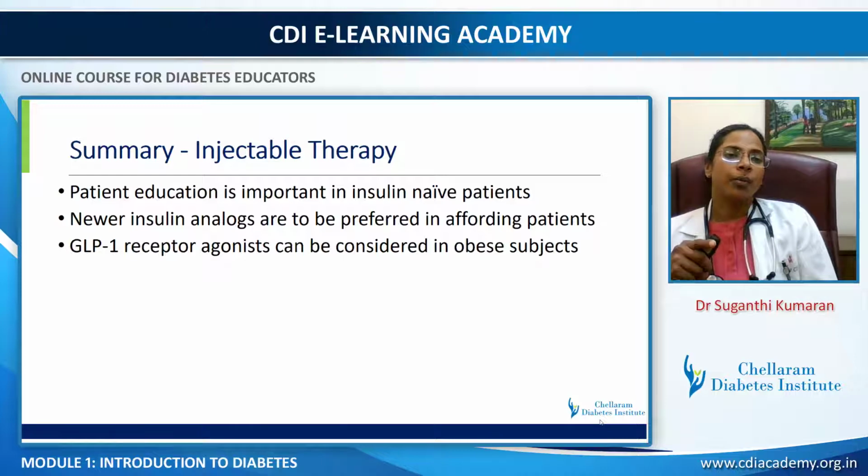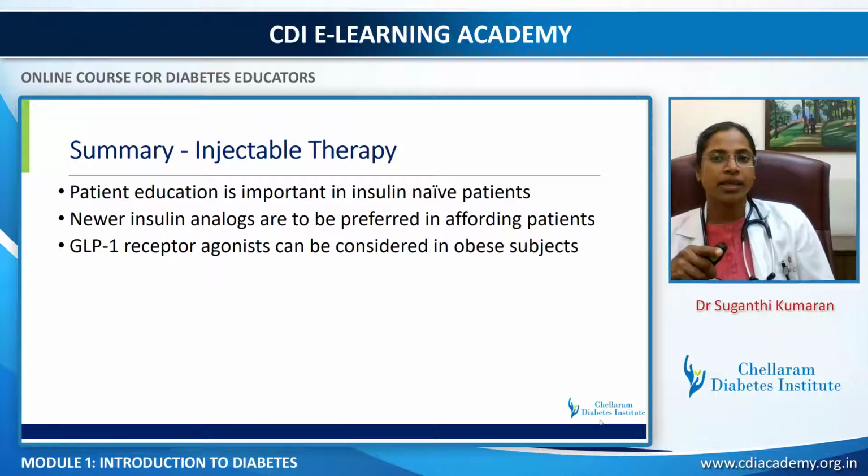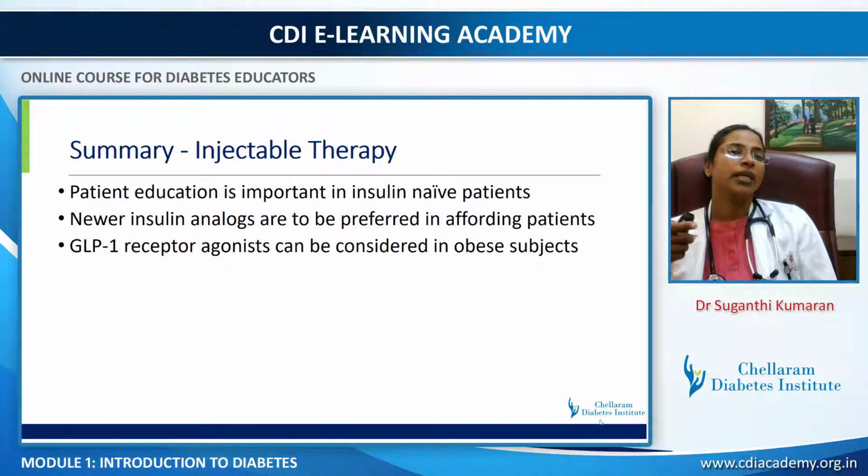Glucagon like peptide 1 receptor agonist can be considered in obese patients because in addition to helping with the blood sugar control, it plays a very good role in reducing the weight as well.